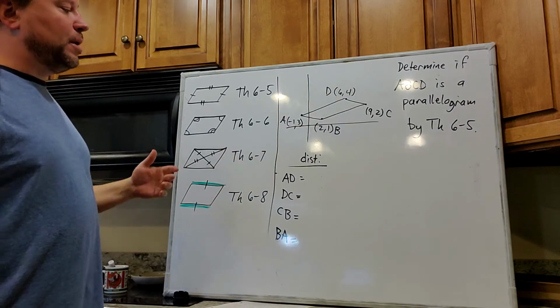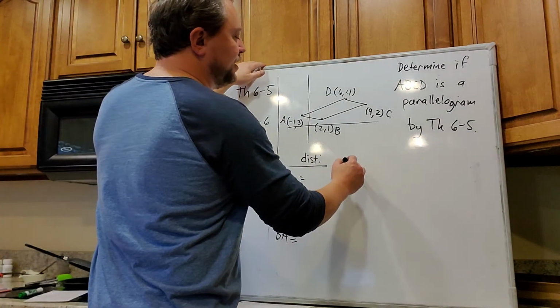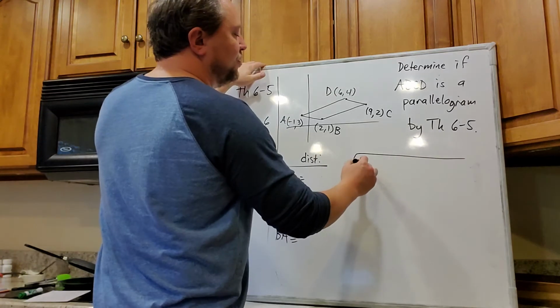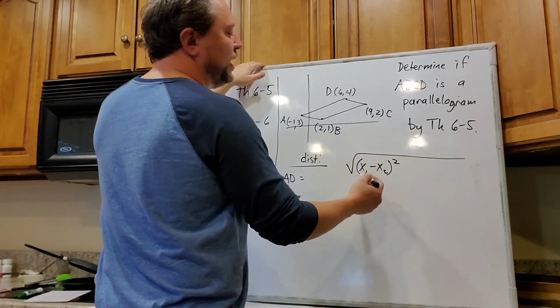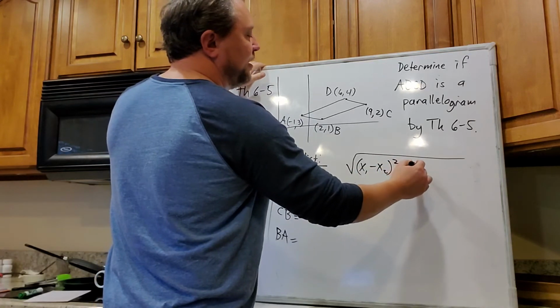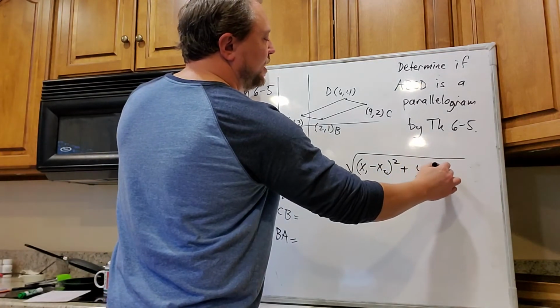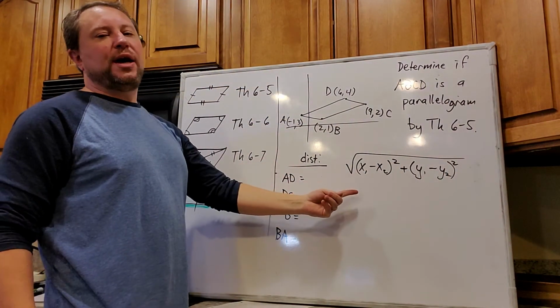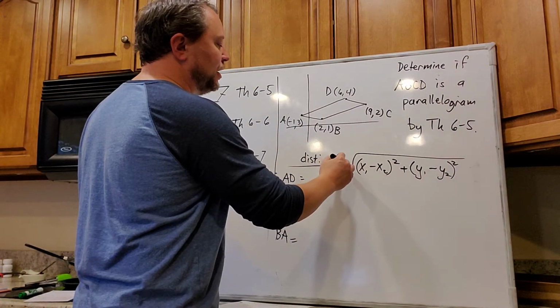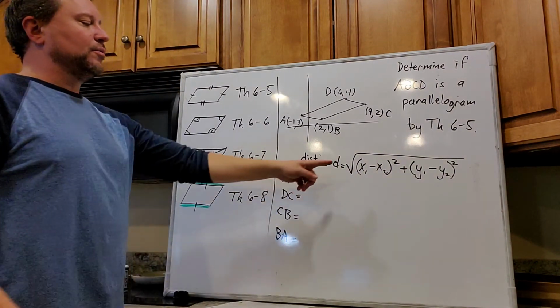Okay, if you don't remember, the distance formula looks like this. It's that big square root where you take x1 minus x2 and you square that, and then add to that y1 minus y2, squared as well. It's essentially the Pythagorean theorem, and whatever you get here is your distance after doing the square root of all that.